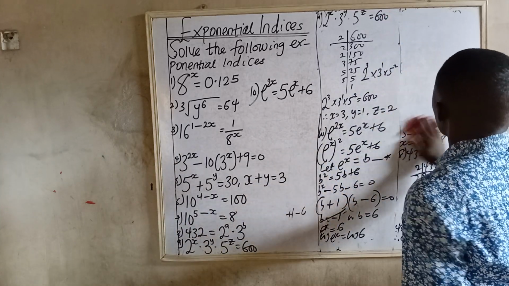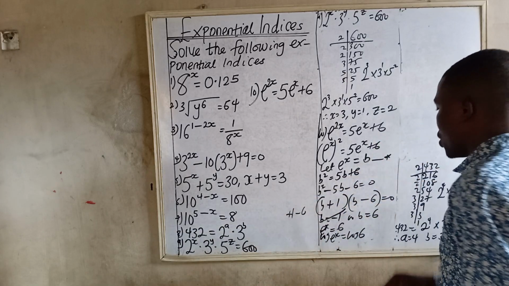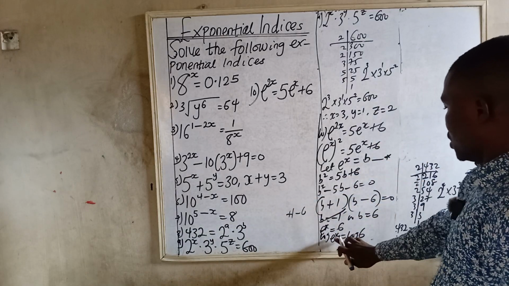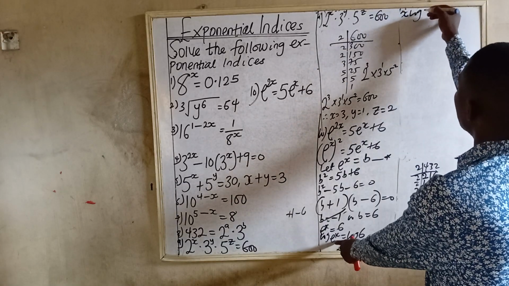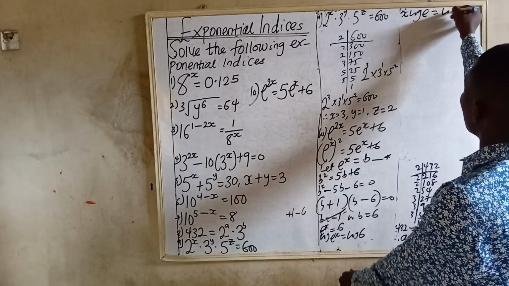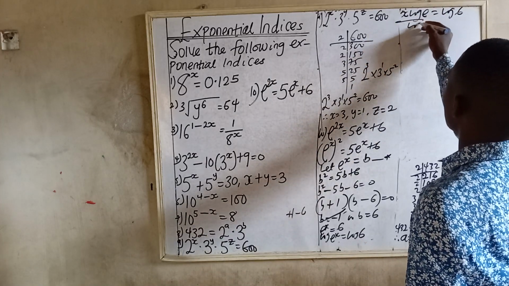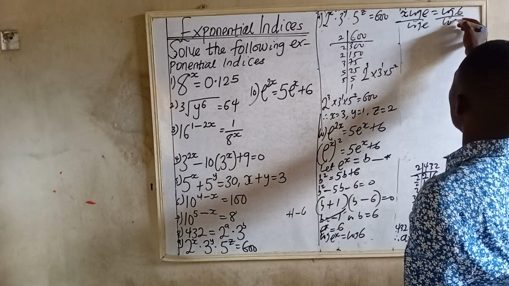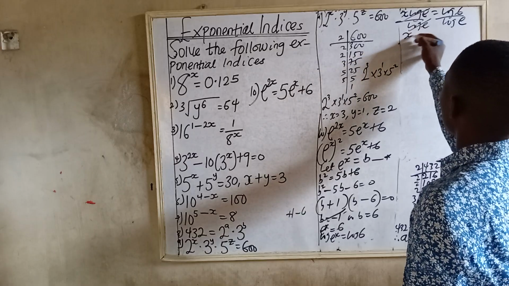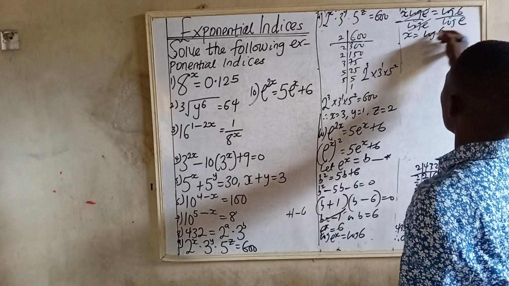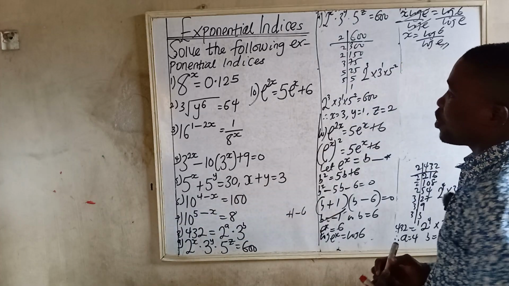Now, if you cannot equate the thing to be of the same base, you add log. Now, this x will now be x log e, from the law of logarithm, is equal to log 6. Now looking for x, we divide through by log e. So log e cancels log e, so x is equal to log 6 over log e. So this is our final answer.